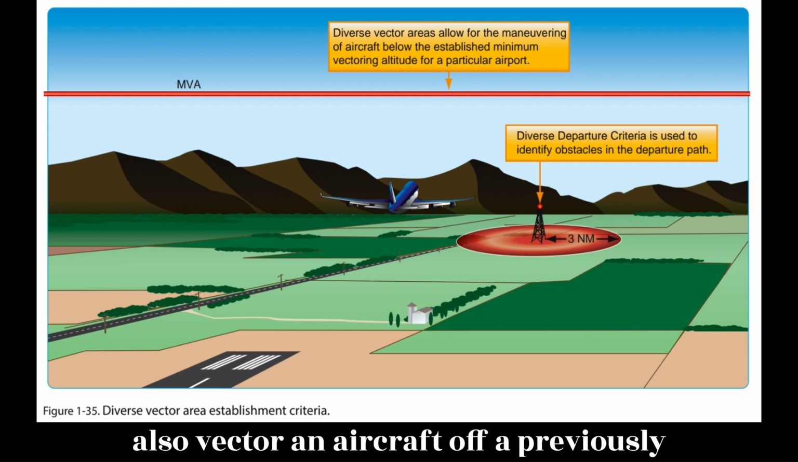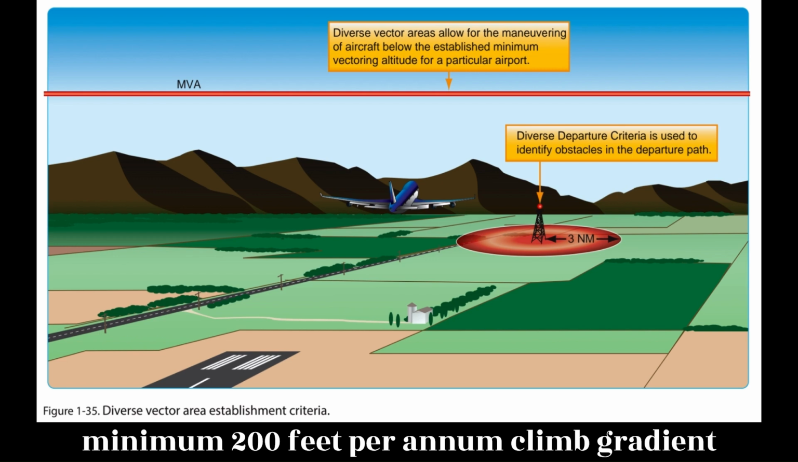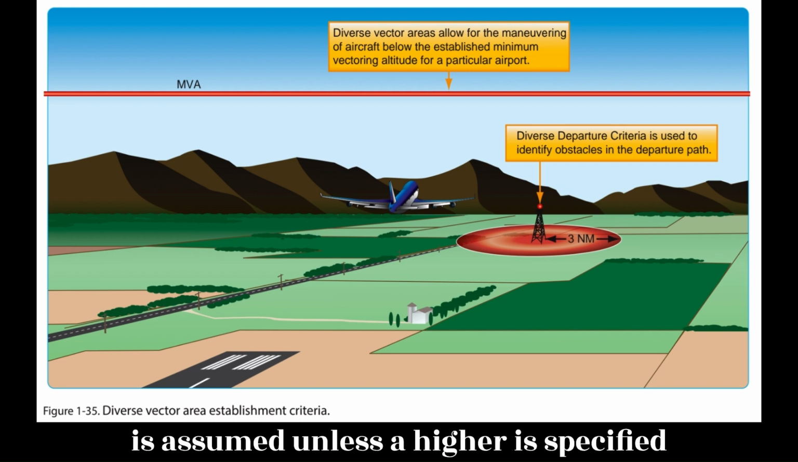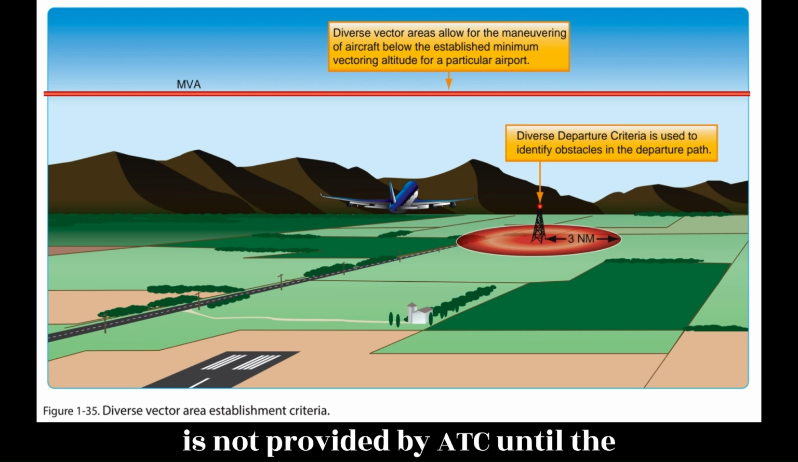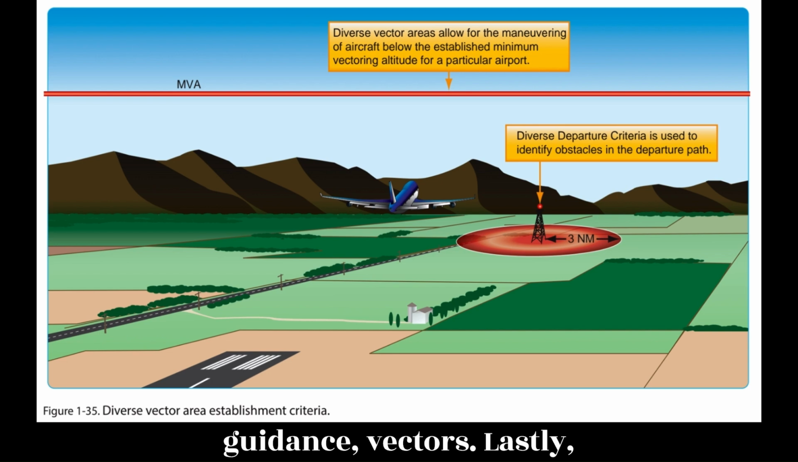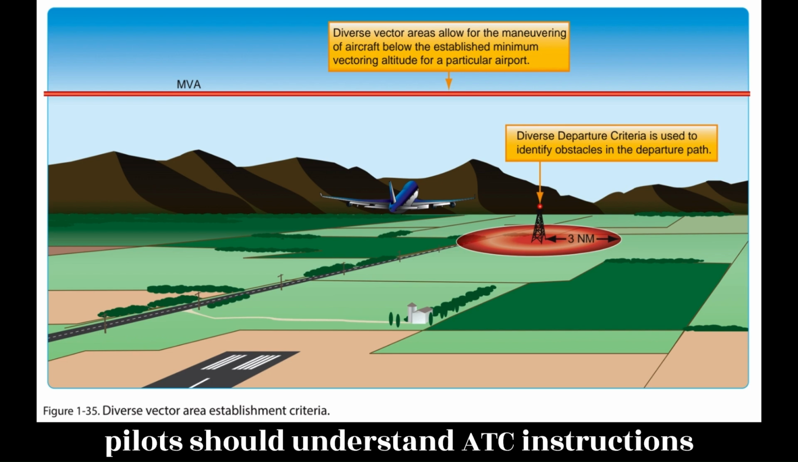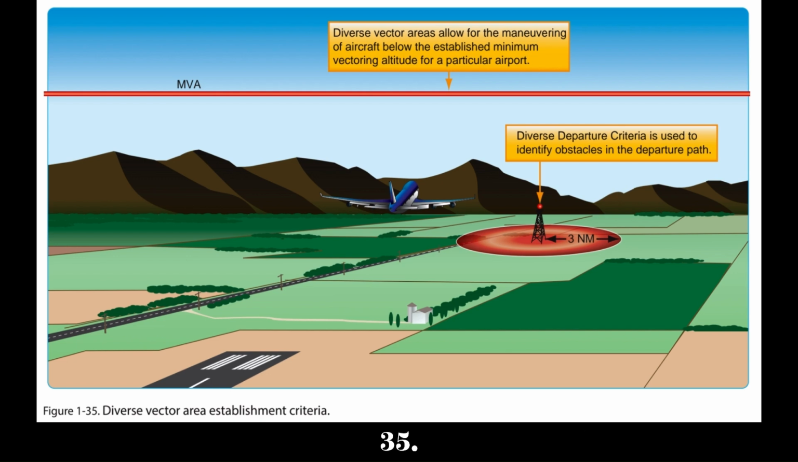ATC may also vector an aircraft off a previously assigned DP. In all cases, the minimum 200 feet per nm climb gradient is assumed unless a higher is specified on the departure, and obstacle clearance is not provided by ATC until the controller begins to provide navigational guidance, vectors. Lastly, pilots should understand ATC instructions take precedence over an ODP, Figure 1-35.